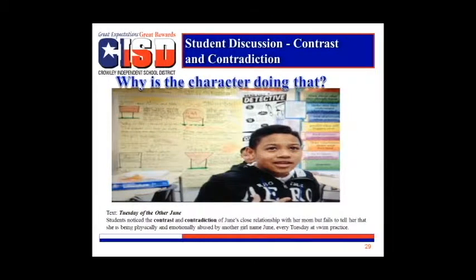Here's an example of student discussion during the reading of a story, Tuesday of Another June. Students noticed the contrast and contradictions of June's close relationship with her mom, but June fails to tell her that she's being physically and emotionally abused by another girl named June, actually, every Tuesday at swim practice. Students respond to the question, why is the character doing that?